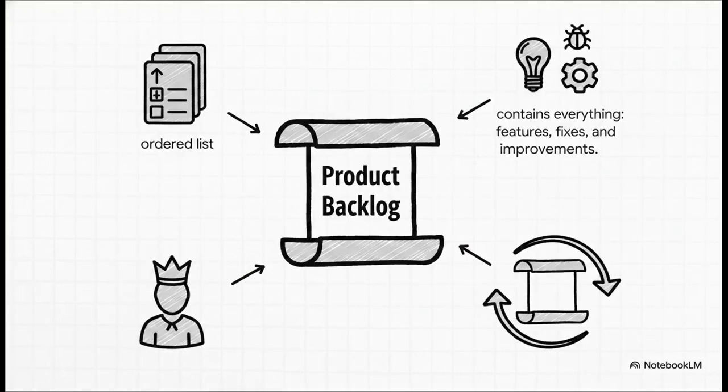Okay, so let's wrap this up. What are the big takeaways here? The product backlog is that single ordered list, the one source of truth for a product. It's got everything in it, the new features, the bug fixes, the cleanup work. There's one person in charge, the product owner, to keep things clear. And maybe most importantly, a great backlog is never finished. It's a living, breathing thing that's always evolving.